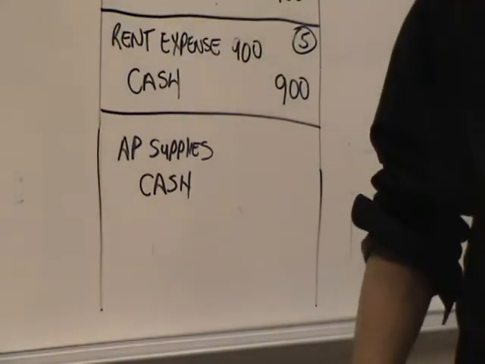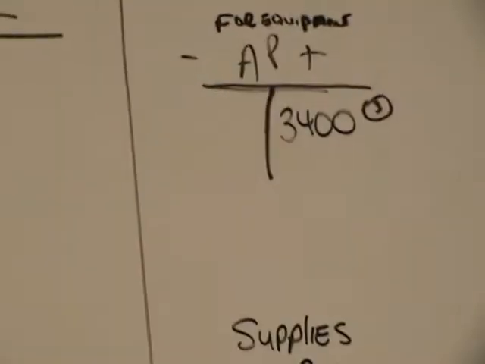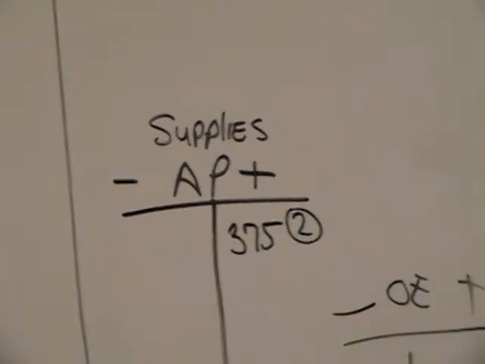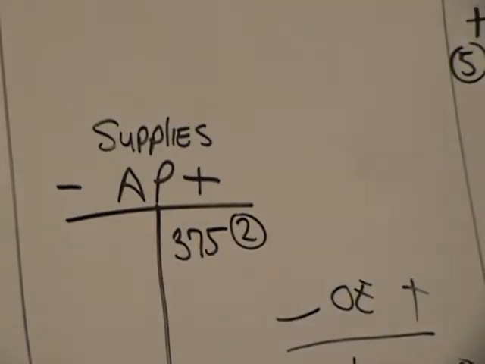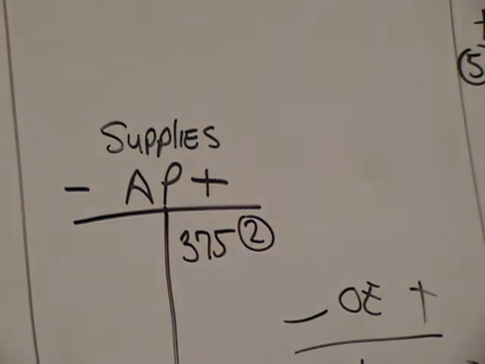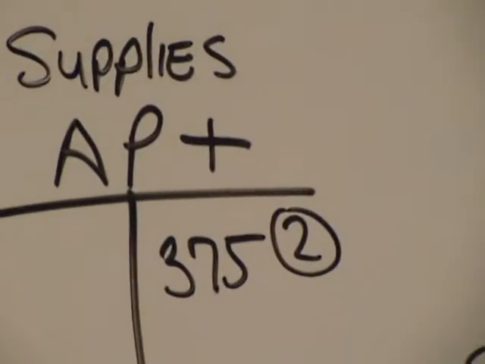So the accounts involved are accounts payable. You see the accounts payable up there? Yeah. See it? Where it says accounts payable supplies? How much do we owe them? $375 we owe them. You see it up there? That's how much we owe them.